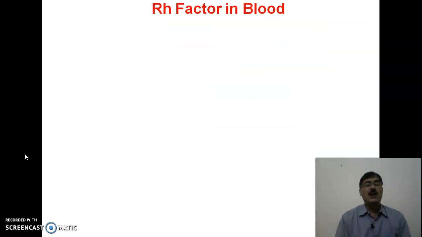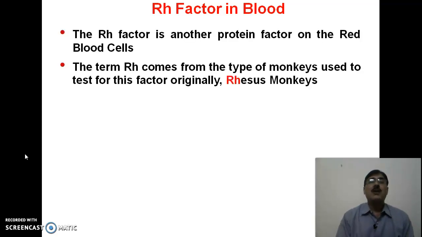Now the second type, that is the Rh factor or the Rh antigen. The Rh factor is another protein factor on the red blood cells. The term Rh comes from the type of monkeys used to test for this factor, originally the rhesus monkey, and hence the name is given as Rh, R capital and h small, for the rhesus monkey, clearly mentioned here in red color.